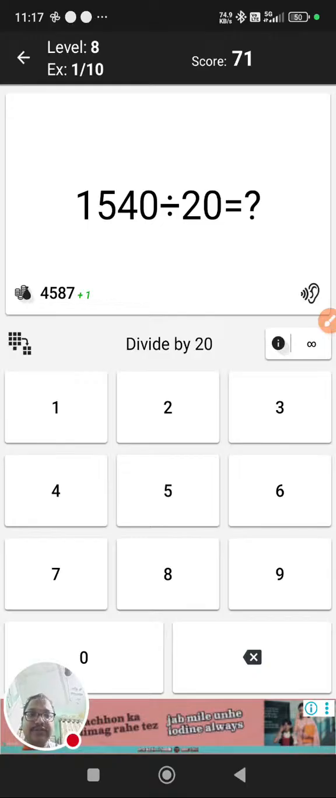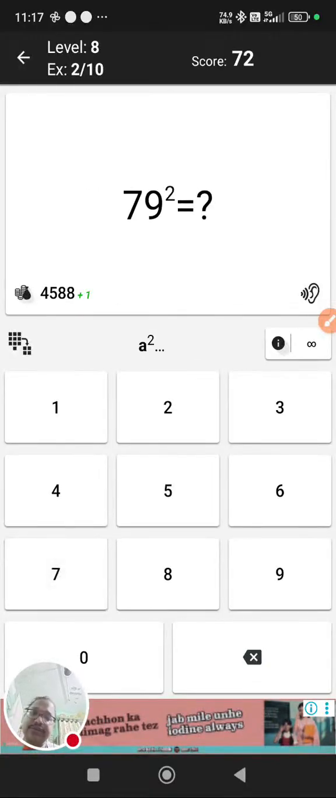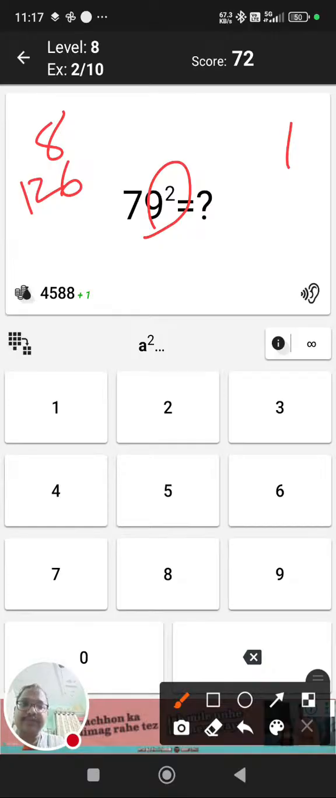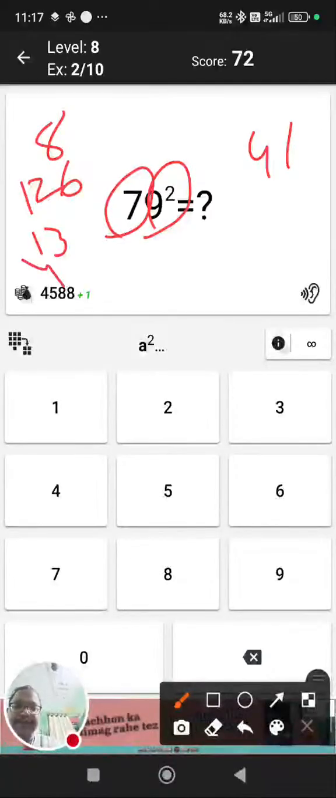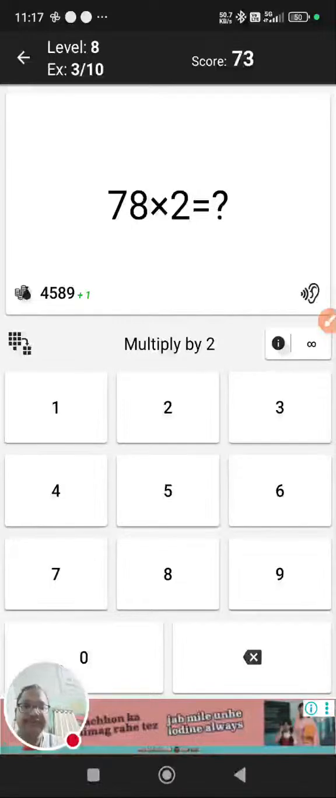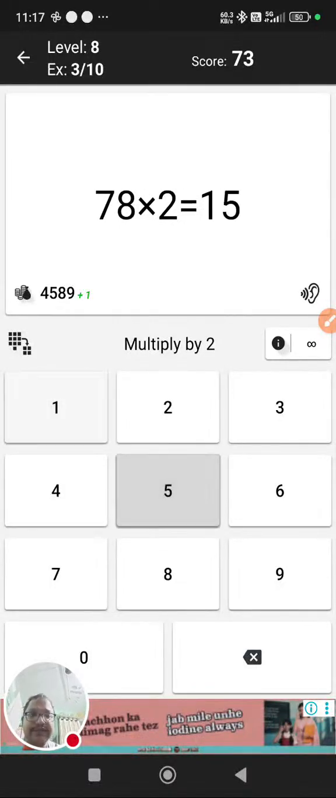Next, 0 0 cancel. 2 7 times and 7 times. 79 square. Here 79 square. It is 9 square, which will be 81, and 7 2 times 14, 14 9 times, which will be 126. So 8 plus 6 is 14, and we are left with 13. 13 means 7 square, which will be 49. So this will be 6241. 6241 is the answer. 78 2 times, which will be 156.